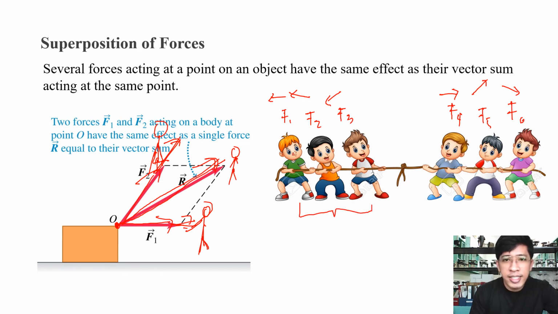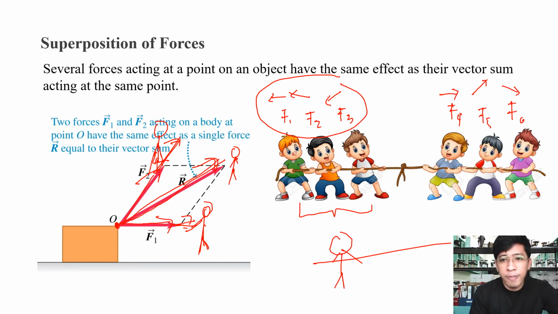So the forces that these 3 kids on the right side apply in the tug of war are actually just equivalent to having one person pulling the rope, applying the same force, which is equivalent to the sum of these 3 forces. We can represent that as just one man. That's why in a tug of war, your team should apply the force in the same direction, so that you can maximize your pull.